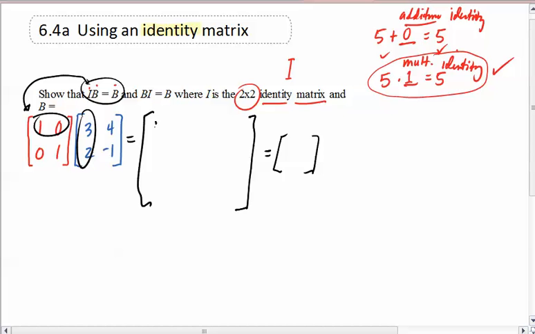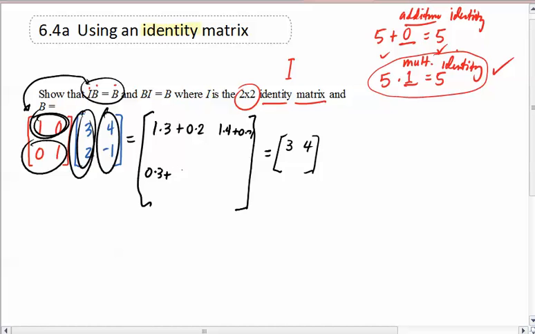I have 1 times 3 plus 0 times 2, and that's going to give me a 3. Now I'm going to do this row times this column. Always finish all the columns using the top row. Get everything done you can with the top row. So I have 1 times 4 plus 0 times negative 1, so that's a 4. Now down here, that's 0 times 3 plus 1 times 2, and that's going to give me a 2.